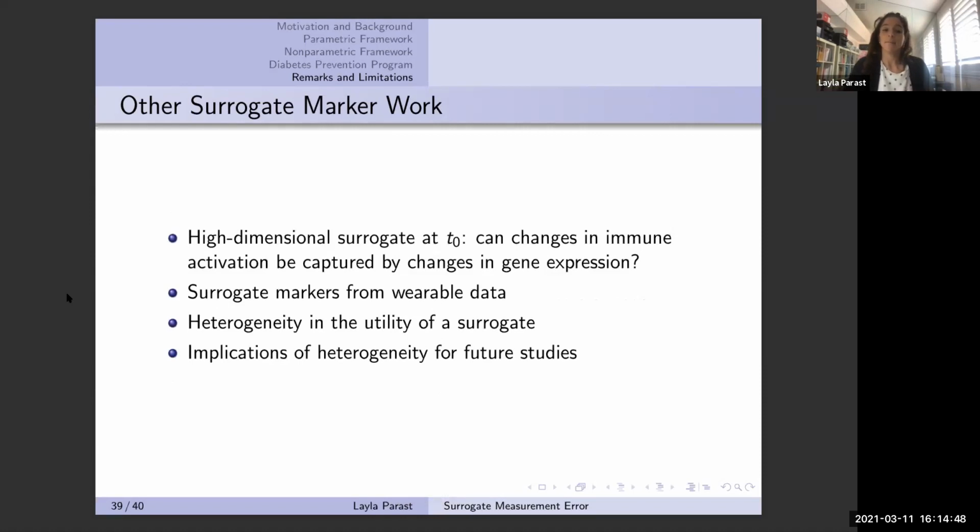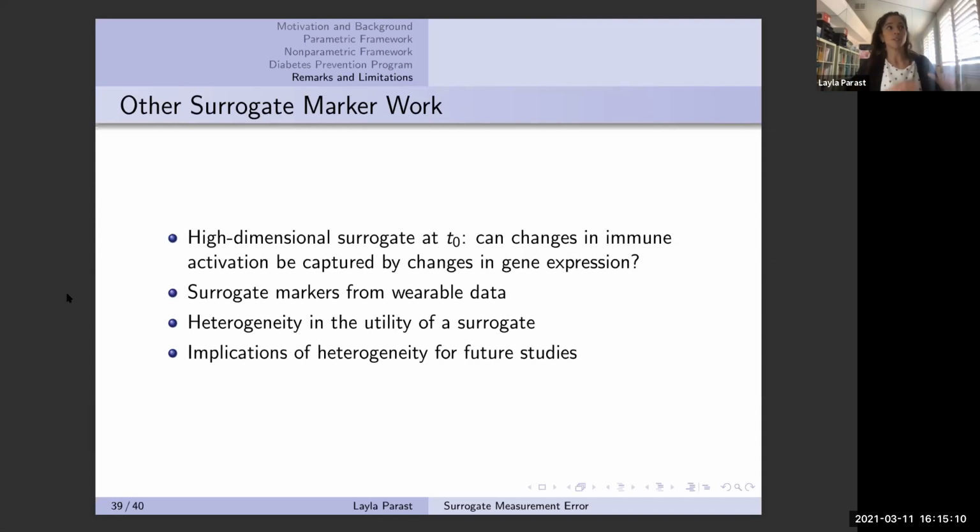And then some topics that I think are really interesting, but I haven't either worked in or finished yet, are the question of a high dimensional surrogate. This is where I'm interested in this question: can changes in immune activation be captured by changes in gene expression?